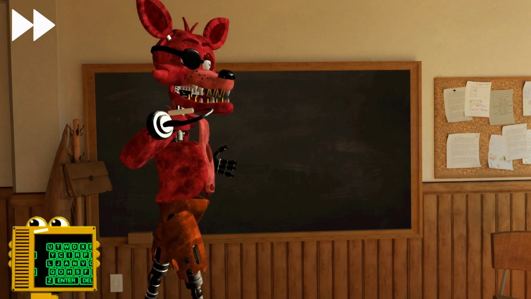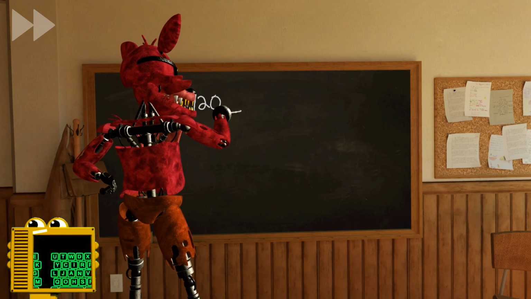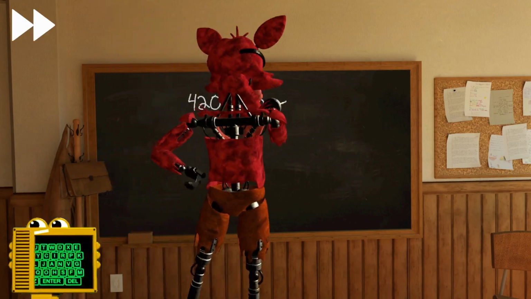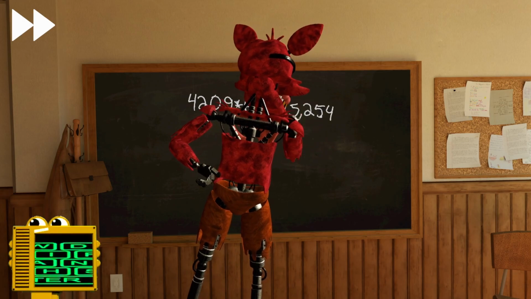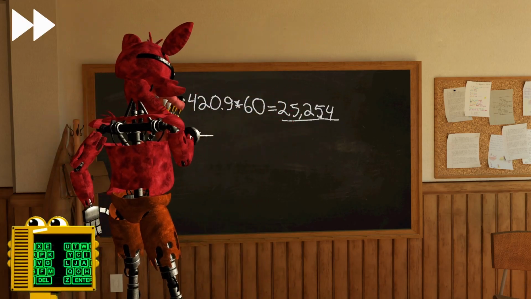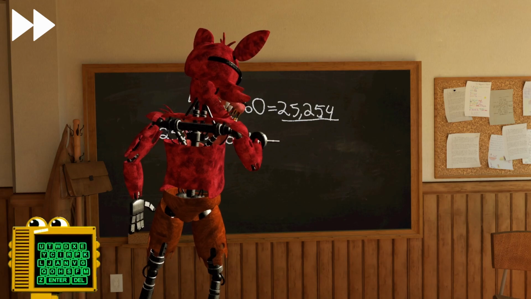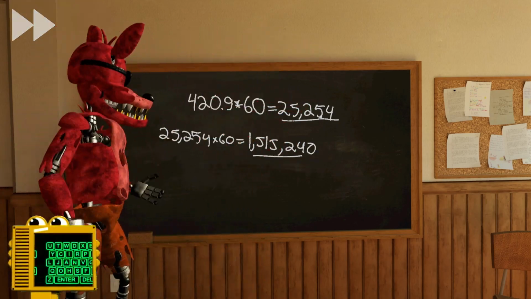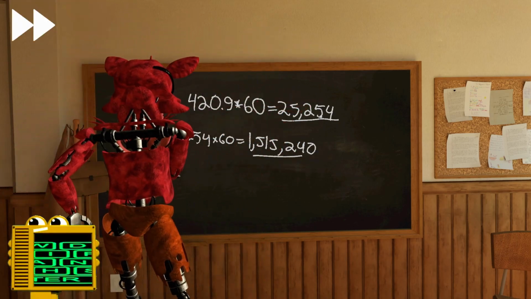Let us get this into a more common speed like miles per hour. Since we are at inches per second, we first need to get it to inches per minute. We do this by multiplying it by 60 since there are 60 seconds in a minute. So 420.9 times 60 will give us 25,254 inches per minute. And again to get to 1 hour, which gives us 1,515,240 inches per hour.